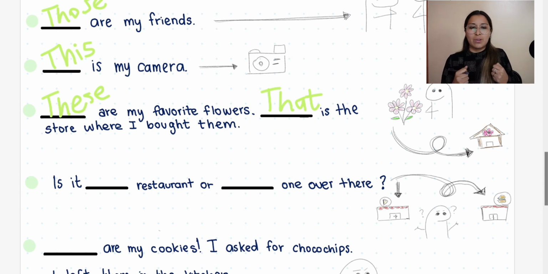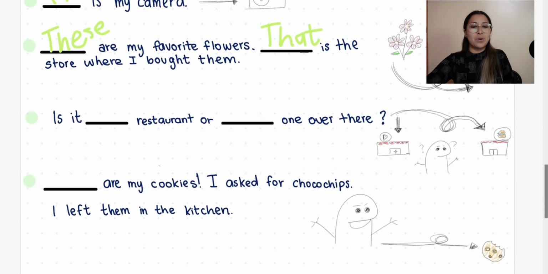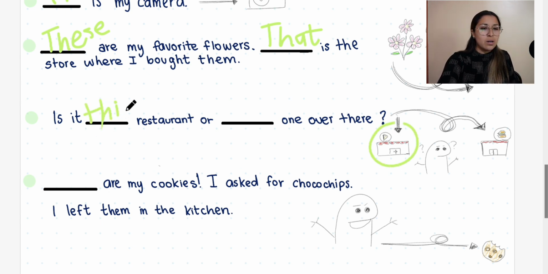These are my favorite flowers. That is the store where I bought them. Okay, next one, we have a question here. So let's see, is it blank restaurant or blank one over there? So I'm thinking, which one is the correct answer? Is it maybe this restaurant because it's singular?